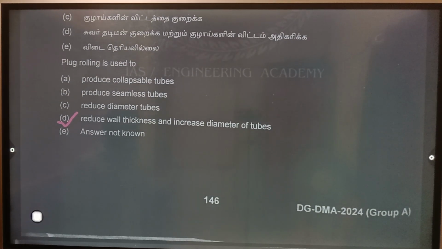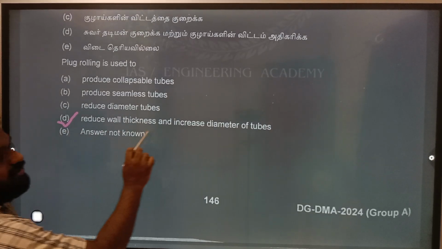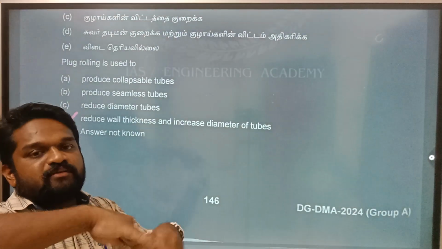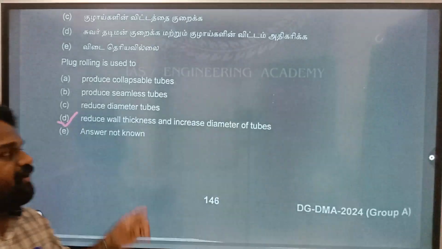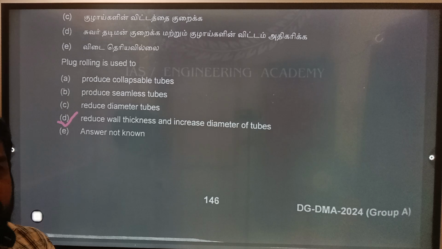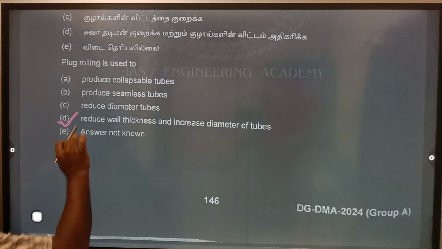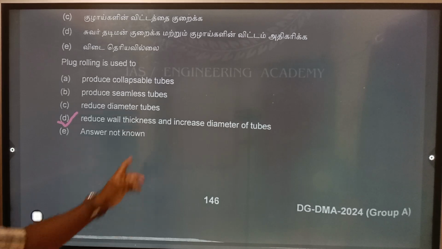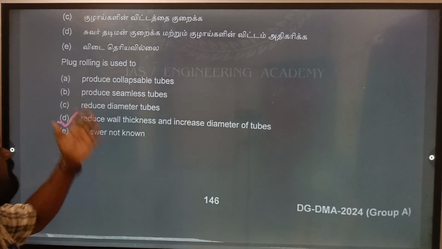131. Plug rolling is used to. Actually, there is some confusion here. Plug rolling reduces wall thickness and increases diameter of tubes. That will be the answer. There are two conical rollers, and a mandrel is placed between them to form the tube, so plug rolling is used for that. But it is also used for seamless tubes. So there is confusion between B and D. The most apt answer is reduce wall thickness and increase diameter of tubes. So D can be the answer. We are in confusion with B and D.